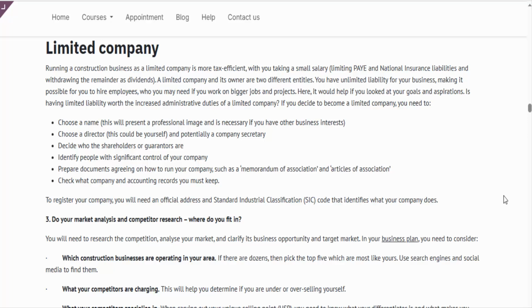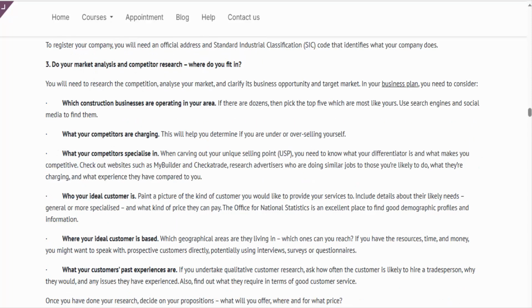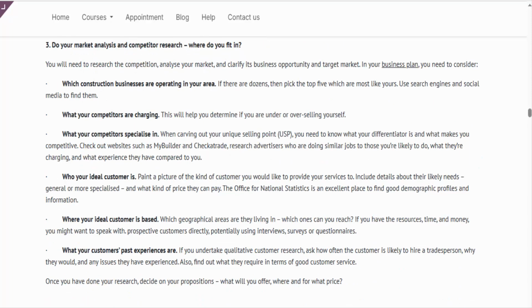To register your company, you will need an official address and standard industrial classification (SIC) code that identifies what your company does. 3. Do your market analysis and competitor research.